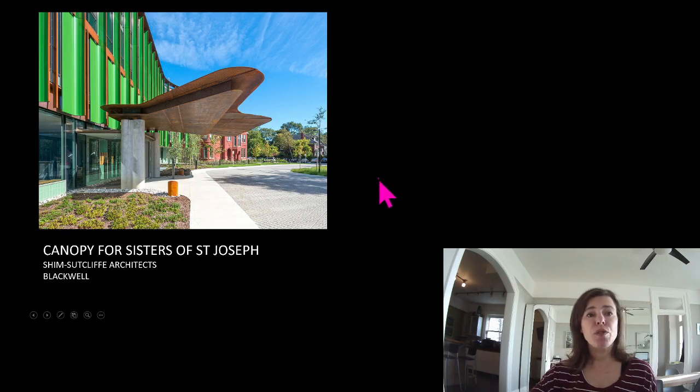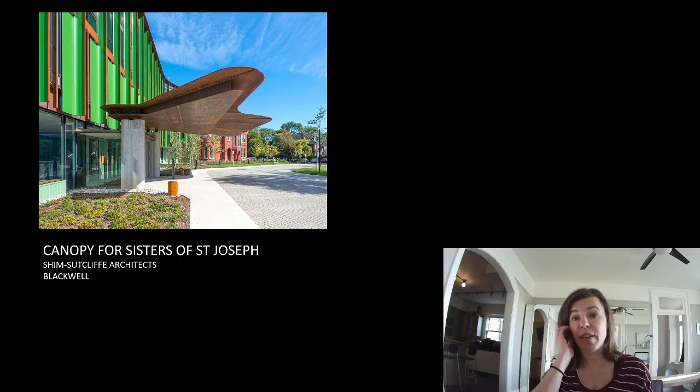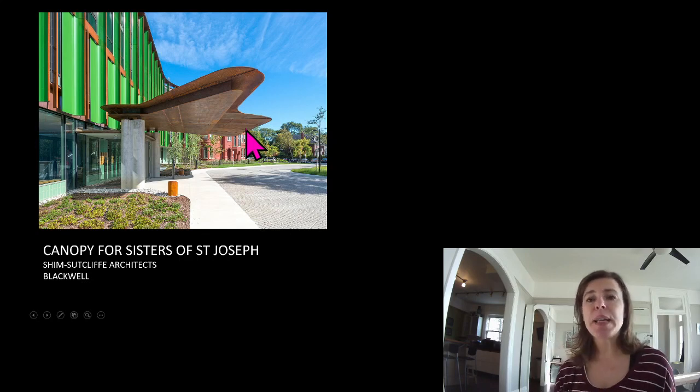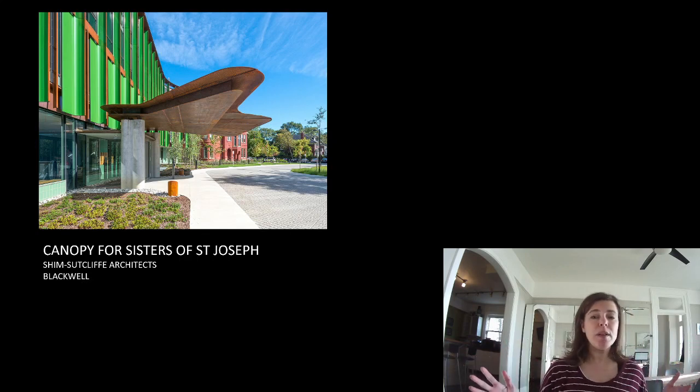Canopy for the Sisters of St. Joseph's project, along the Don Valley. So I did the canopy. You can see that it is quite a long cantilever. I'm going to tell you, cantilevers will not save the world, but they do save my company quite often. I'm pretty lucky that I get to do a lot of really cool cantilever projects.